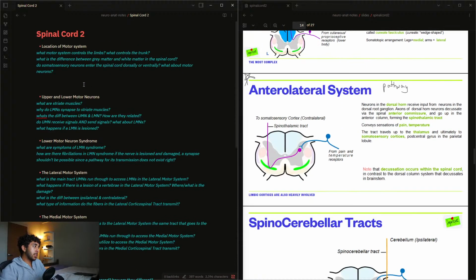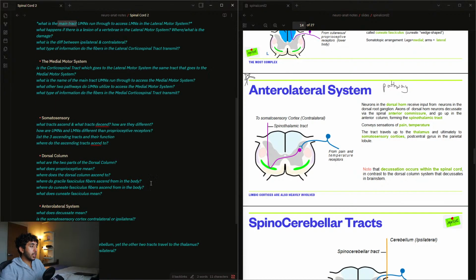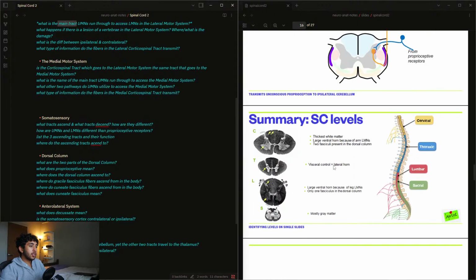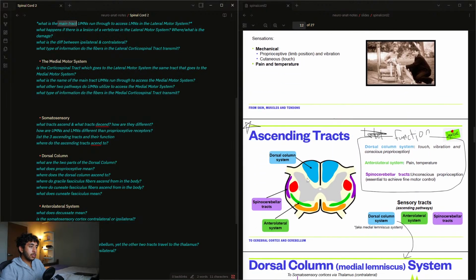It's come to my attention that I should probably mention, so did I say tract? What are two pathways? Okay, main tract. Okay. Yeah, I did ask for the tracts. So I now want to go to the somatosensory tracts and make sure I understand those.